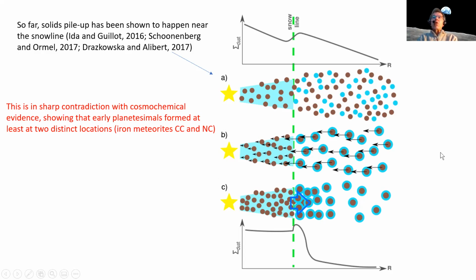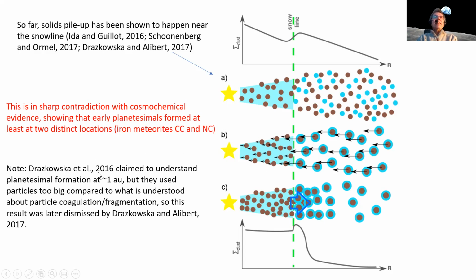For those who know the literature on this topic a little bit, in 2016, Drążkowska et al. claimed to understand how dust could pile up, and how planetesimals could then form, at 1 AU.